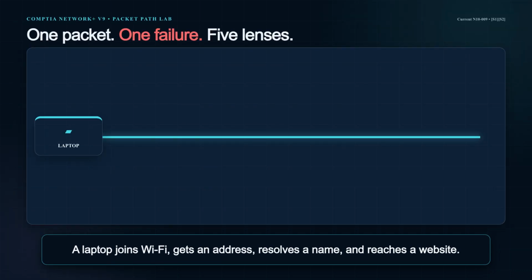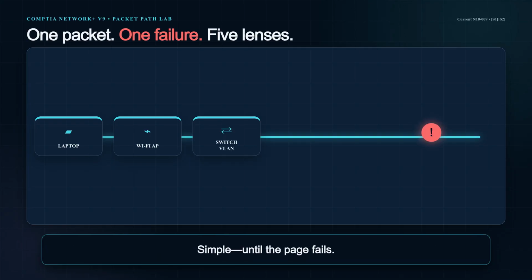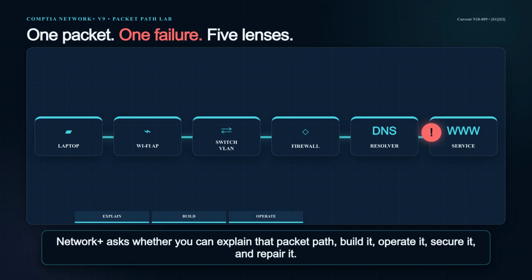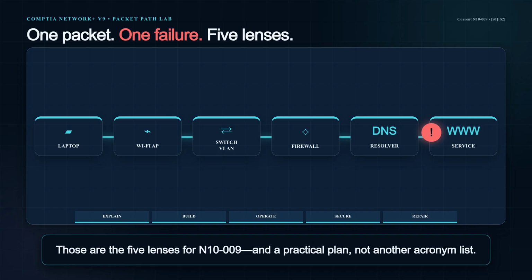A laptop joins Wi-Fi, gets an address, resolves a name, and reaches a website. Simple until the page fails. Network Plus asks whether you can explain that packet path, build it, operate it, secure it, and repair it. Those are the 5 lenses we will use for the current CompTIA Network Plus V9 exam, N10-009. By the end, you will have a practical study plan, not another list of acronyms.